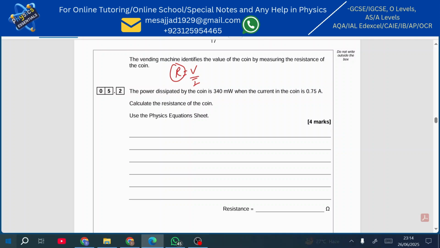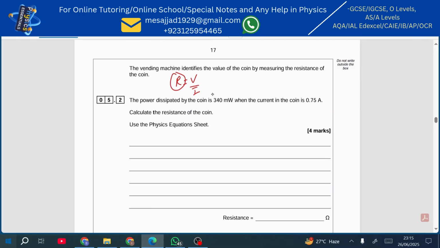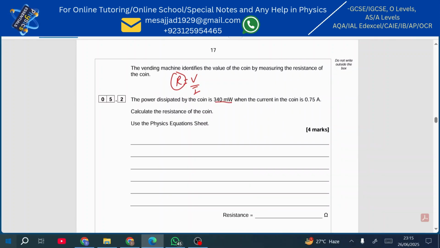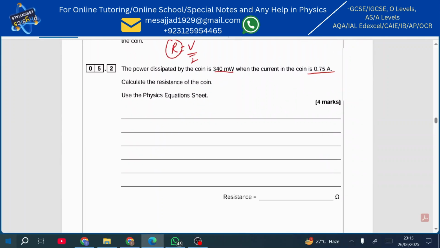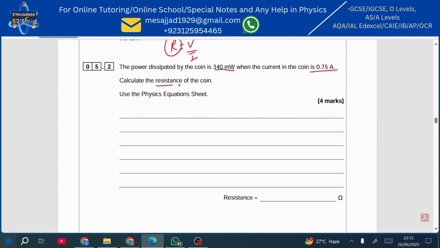If you put something else other than the coin, the resistance will be different, and the vending machine will detect that it is not actually a coin, it is some foreign object, right? So they are saying the power dissipated by the coin is 340 milliwatts, and the current is this. Use physics equations to calculate the resistance of the coin.